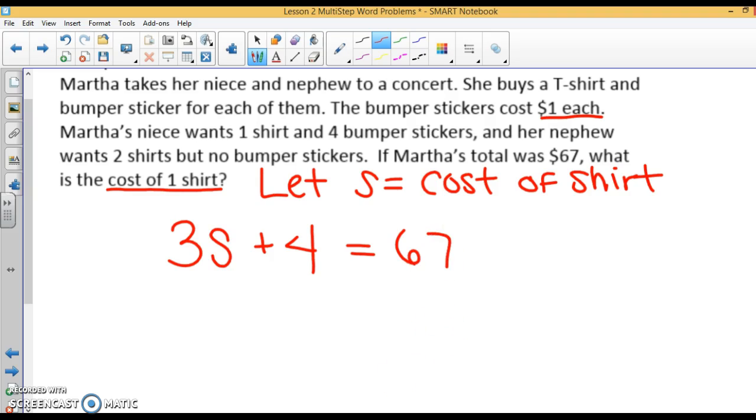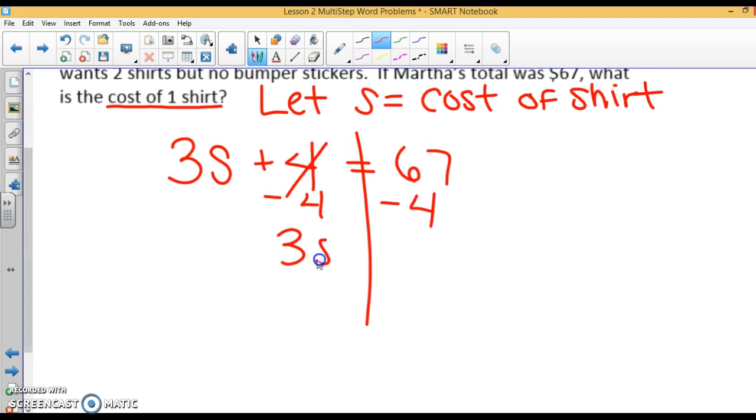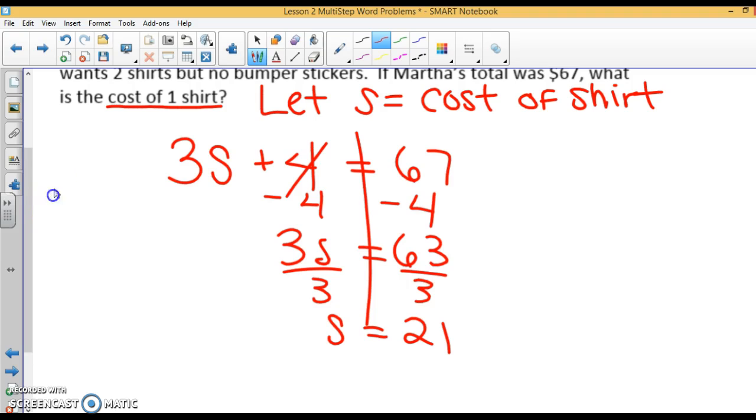So now that we have our equation, we can solve for the cost of the shirt. I can subtract 4 from each side, and I will get 3S equals 63. I can divide by 3 on both sides, and I'll get S equals 21. And we defined our S as the cost of a shirt. So 1 shirt costs $21.